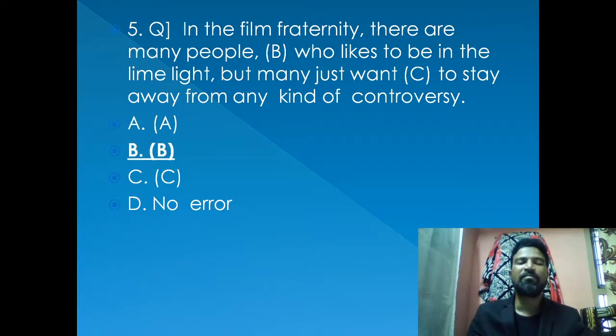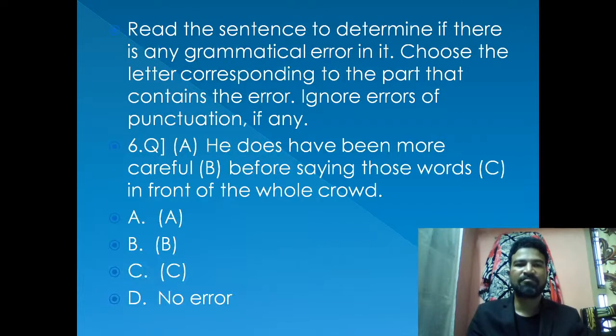The error is in part B of the sentence. In the film fraternity, there are many people, people is plural, who likes to be in the limelight. So since people is a plural noun, "who likes to be" is the wrong way of putting that main verb. It should be "who like to be," because the noun that came before "who" is plural. Therefore, it should be a correspondingly plural verb. In the film fraternity, there are many people who like to be in the limelight, but many just want to stay away from any kind of controversy. Option B is the right answer.